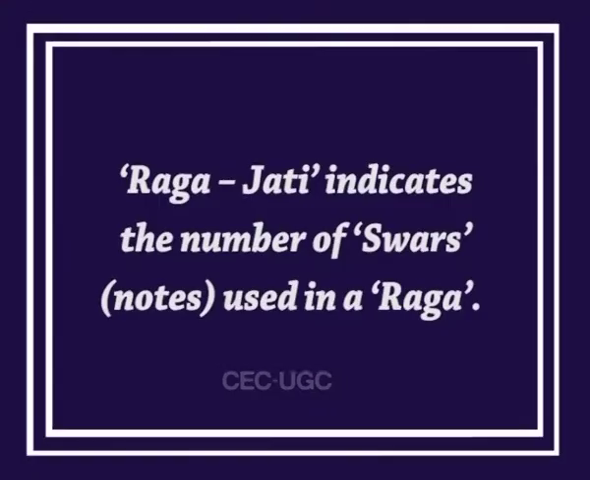Hello viewers, today in this lecture I will tell you about the jatis of rag, which is connected with the rules of the rag and about which every student should be aware of either theoretically or practically while presenting a rag. Raga Jati indicates the number of swars, that is notes, used in a rag. How many notes are used in aaroh and avroh, that is ascending and descending order of a particular rag, determines the jati of a rag.